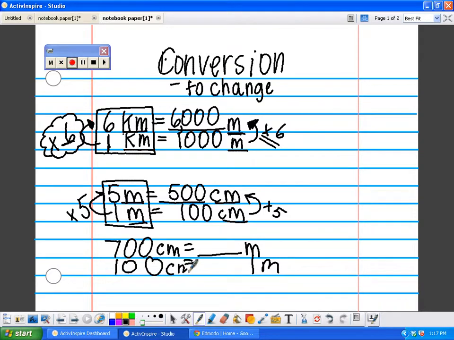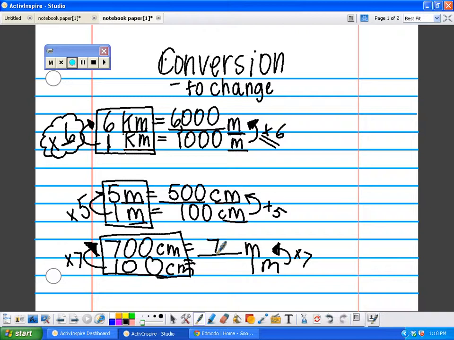Perfect. Okay, which two do I know? I know both of my centimeters, so box these two. These are what you're looking at. How do I get from 100 to 700? Times 7. Okay, so what do I need to do over here? 1 times 7. What is 1 times 7? 7. Easy, easy. Okay, let's go to the next one.